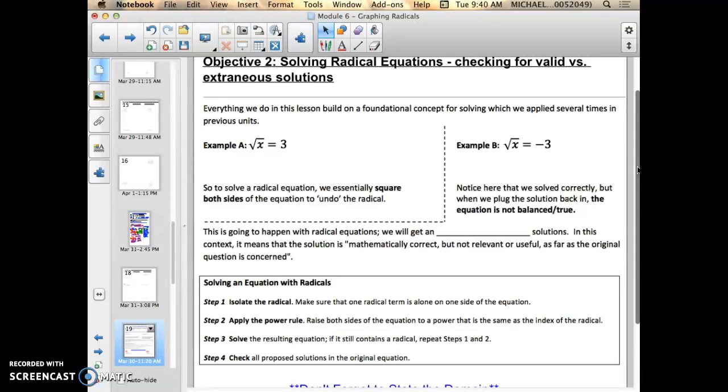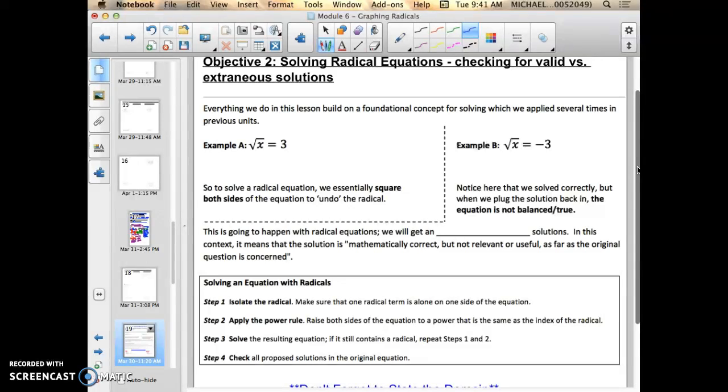So everything we do in this lesson builds on a foundational concept for solving, which we've applied several times in the previous units, meaning the square root versus squaring something. To solve a radical equation, and I know that these are radical equations because of the radical sign, the square root sign, or a cube root, whatever root it is, we essentially square both sides of the equation to undo the radical. If it is a square root, then you square both sides. If it's a cube root, then you would cube both sides, or raise to the power of 3. Mainly the opposite of what's happening, to cancel it out.